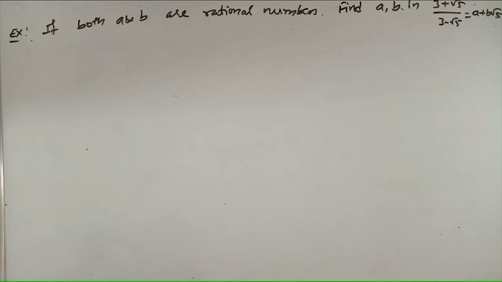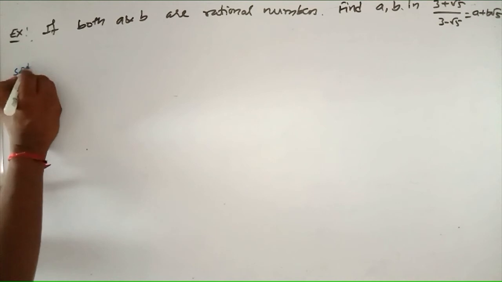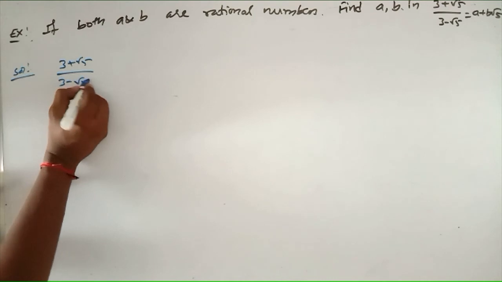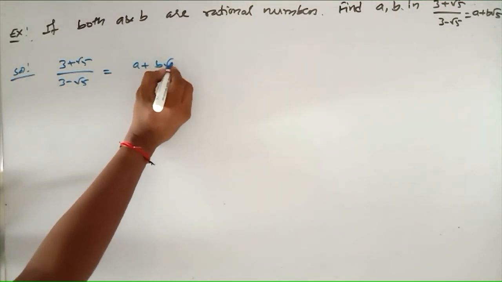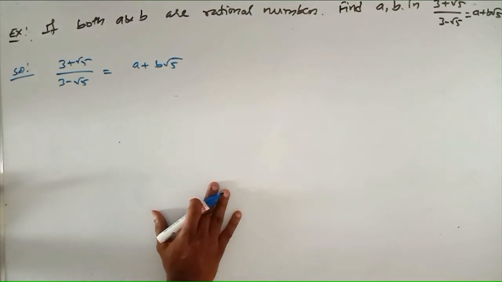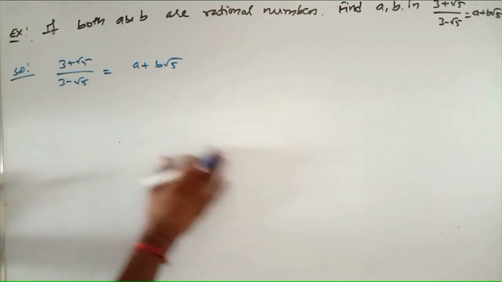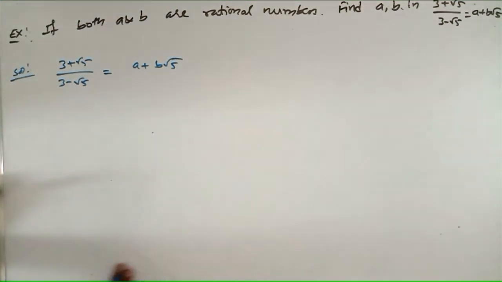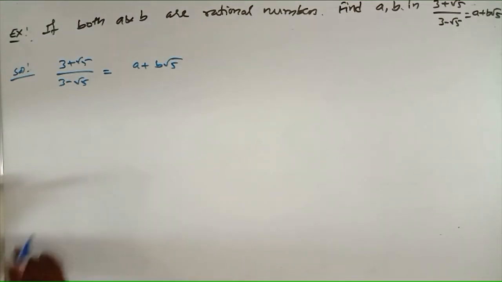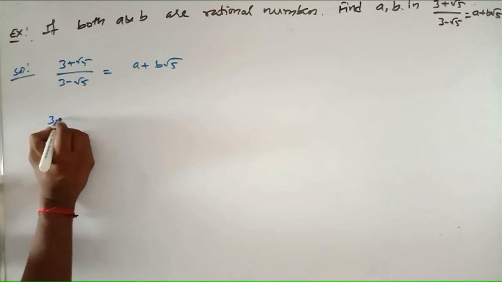Children, if both a and b are rational numbers, then find a and b in 3 plus root 5 by 3 minus root 5 is equal to a plus b root 5. So here first I am going to take 3 plus root 5 by 3 minus root 5 is equal to a plus b root 5 is given. So now I have to find the values of a and b. Now first I am going to do the rationalization. While doing the rationalization, if in the question they ask for the denominator, then we always have to do it only for the denominator. I am doing the rationalization for the denominator.